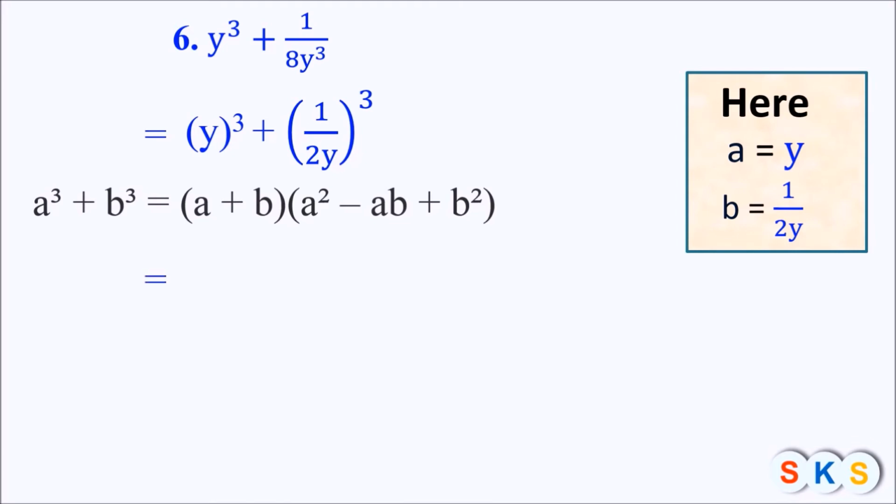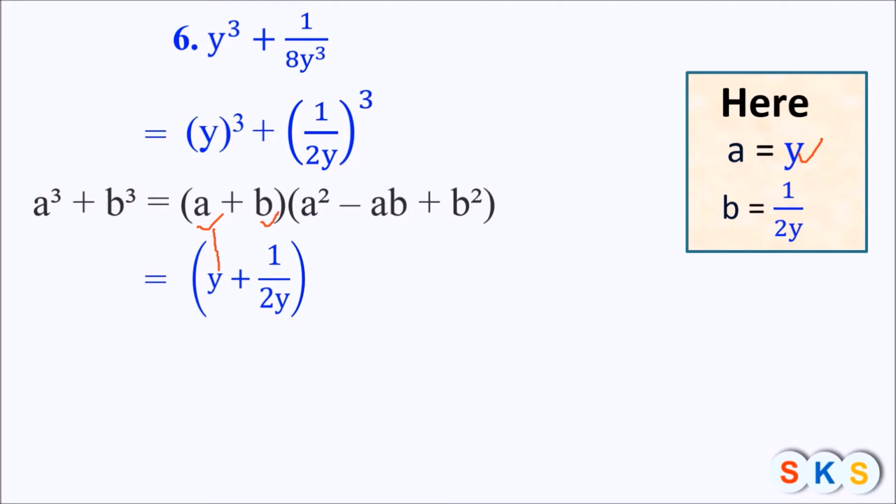So equals to, okay, what will we get here? Y plus 1 upon 2y. Okay, here we have a in the first bracket, and what is the value of a in the bracket? It's y. Okay, you can see in the box the value of a is y. So at the place of a I have written y. And here b, the second term is b, and what is the value of b?